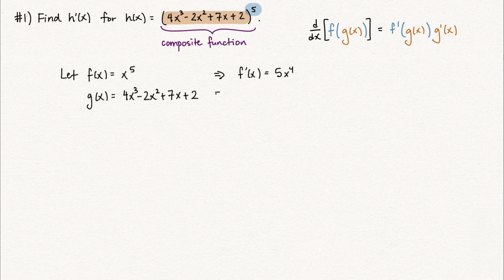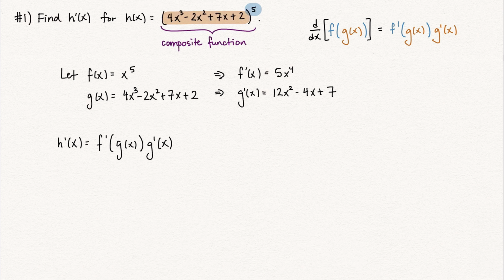And then the derivative of g is going to be 12x squared minus 4x plus 7. And now let's throw all of this back into the chain rule. So we get that h prime of x is going to be equal to f prime of g of x times g prime of x.